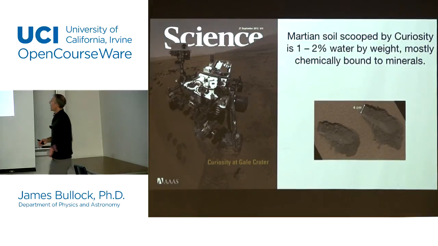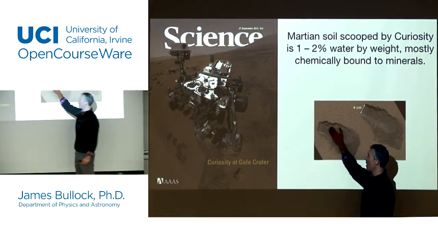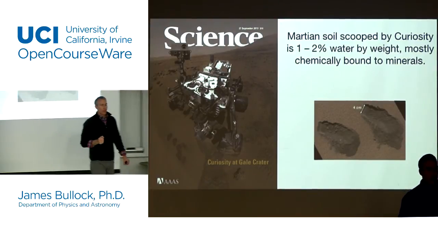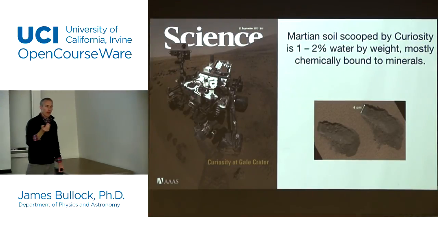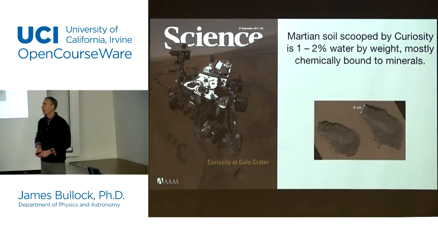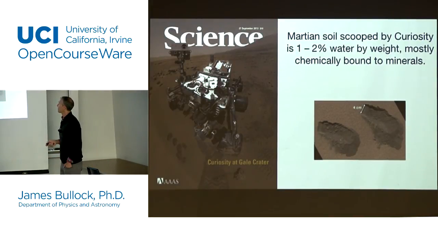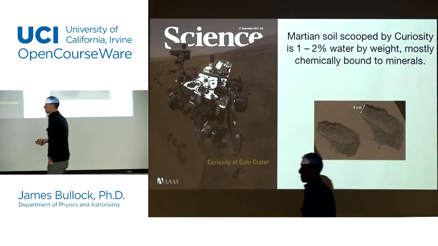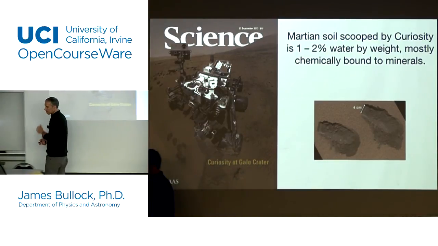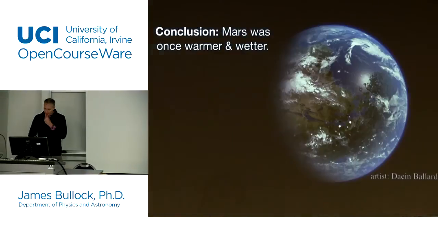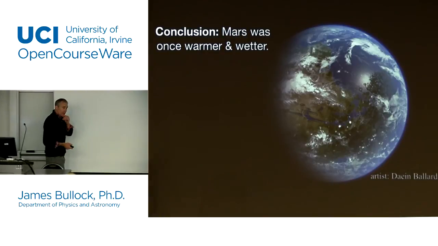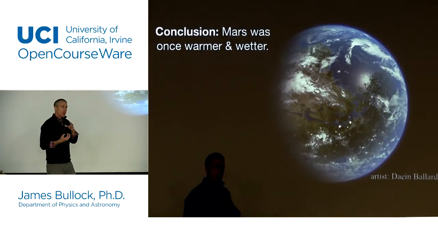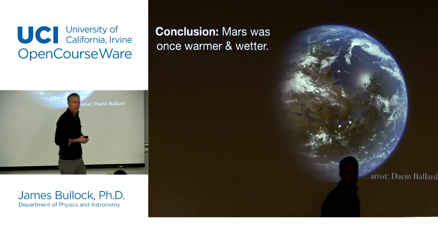So when Curiosity actually dips its claw down into the soil of Mars, it can figure out that about 1% to 2% of it is in fact water by weight. This water is locked into minerals, but again, it suggests that there was a time where water was pretty abundant on the surface of this planet. So the conclusion, based on all this stuff, the few different pieces of evidence I've shown you, is that Mars in the past was a warmer and wetter place.